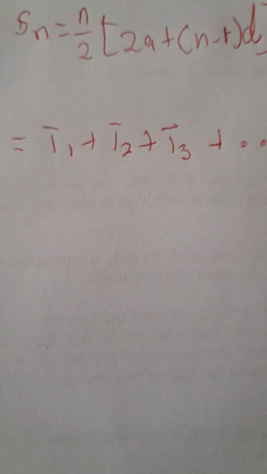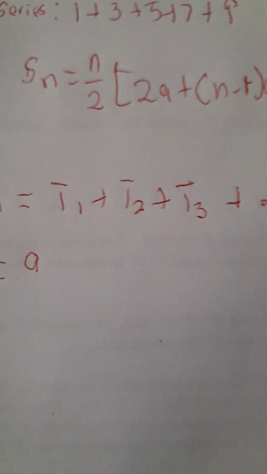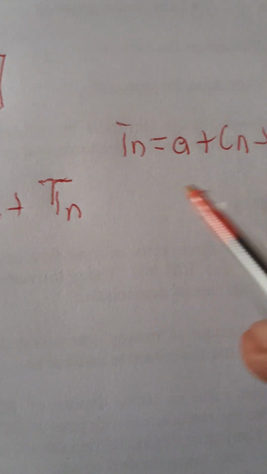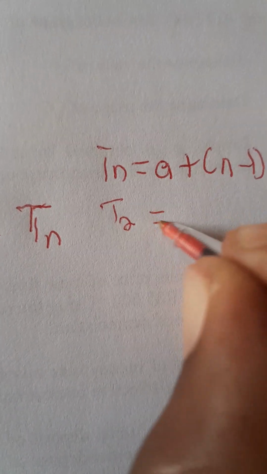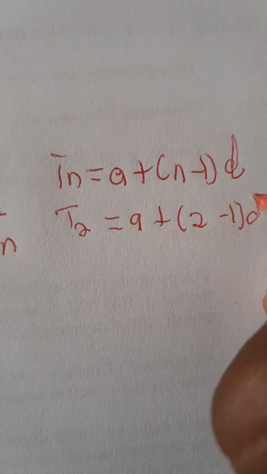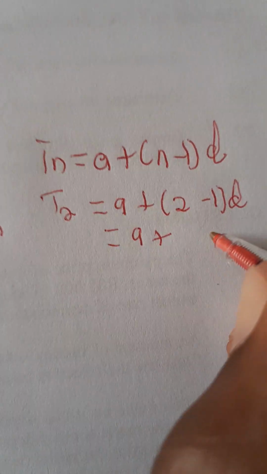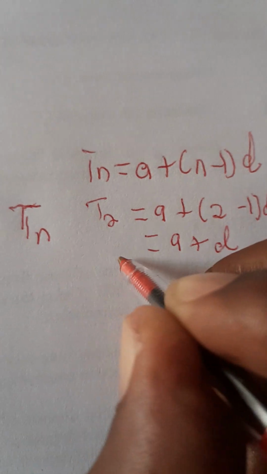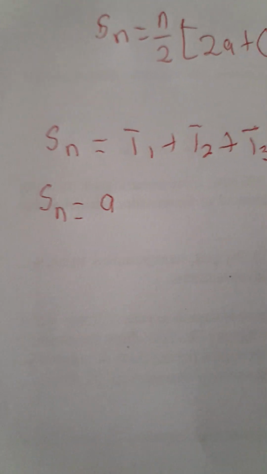Okay, let's put this into practice. We need to formulate equation 1. We are going to say Sn is equal to, let T1 be a. What about T2? Where there is n, we are going to place 2. Let me show you T2. How are we going to get T2? Where there is n, just place 2: a plus (2 minus 1) times d, that will be 1 times d, which is d. So at T2, we are going to have a plus d.